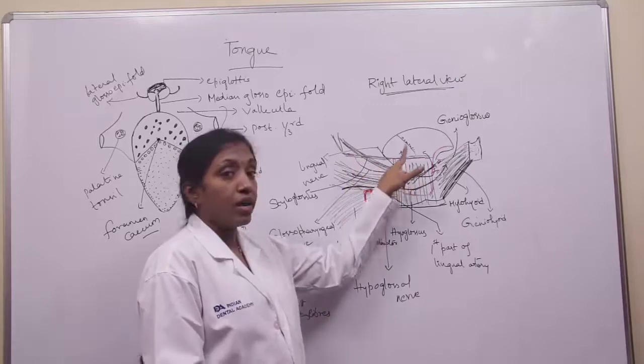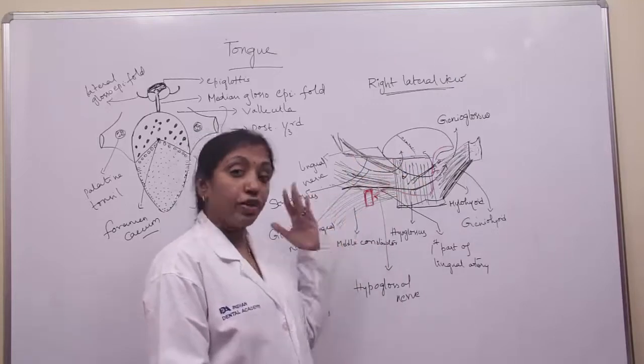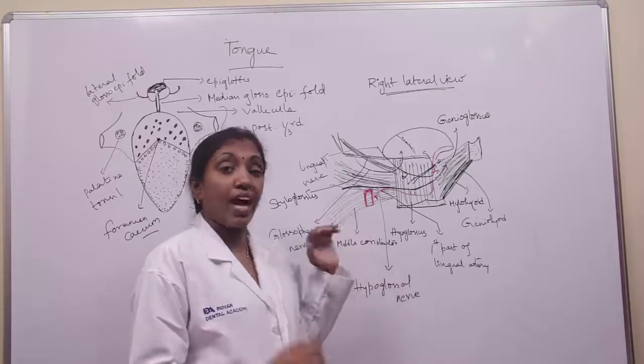This is the glossopharyngeal nerve. These are the medial relations, inferior longitudinal muscle also. These are the medial relations of the hyoglossus muscle.